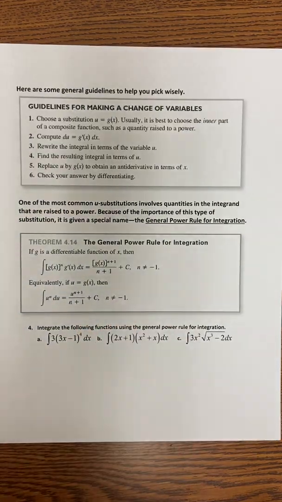So what are our general guidelines? We would like to choose a substitution that is generally inside the composite function. So if there's multiple complicated things going on, think as far inside as possible. Try to find what that thing's derivative is and see if there's an easy substitution to be made. You rewrite the integral in terms of u, you integrate and get an answer in terms of u, and then you replace u with whatever it is equal to in terms of x.